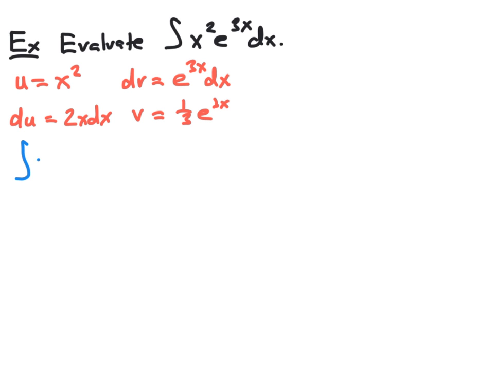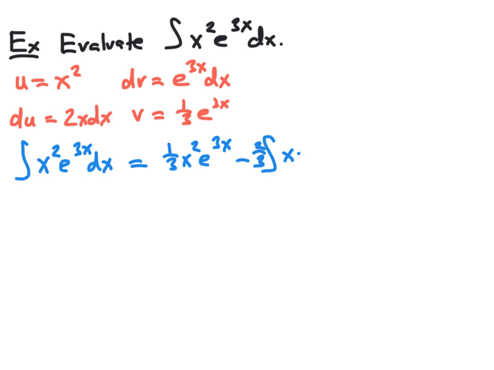Using these values, we can see that the integral of x squared e to the 3x dx will be equal to u times v, which will be 1/3 x squared e to the 3x, minus the integral of v du, which we have a constant of 2/3, which we can put outside of the integral. And then the integral will be of x e to the 3x dx.